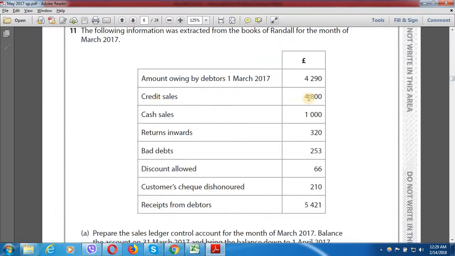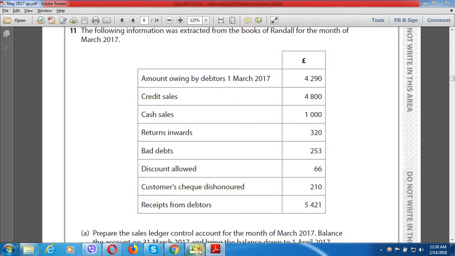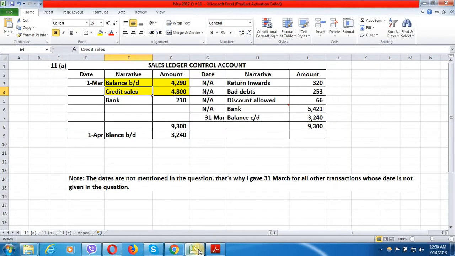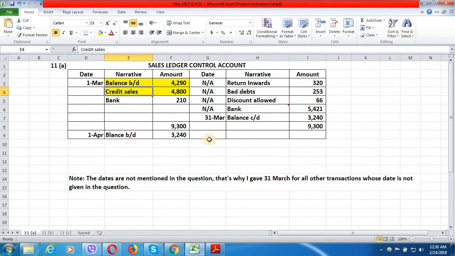Next, credit sales 4800. The journal of this transaction is credit sales credit, debtors debit. So credit sales credit, debtors debit, 4800. Opposite account heading credit sales. Then cash sales. As I told you earlier that we are not going to deal with cash sales in this account, so cash sales will be omitted. Then returns inwards, £320. The journal of this transaction is returns inwards debit, debtors credit. So debtors credit 320, opposite account heading returns inwards.